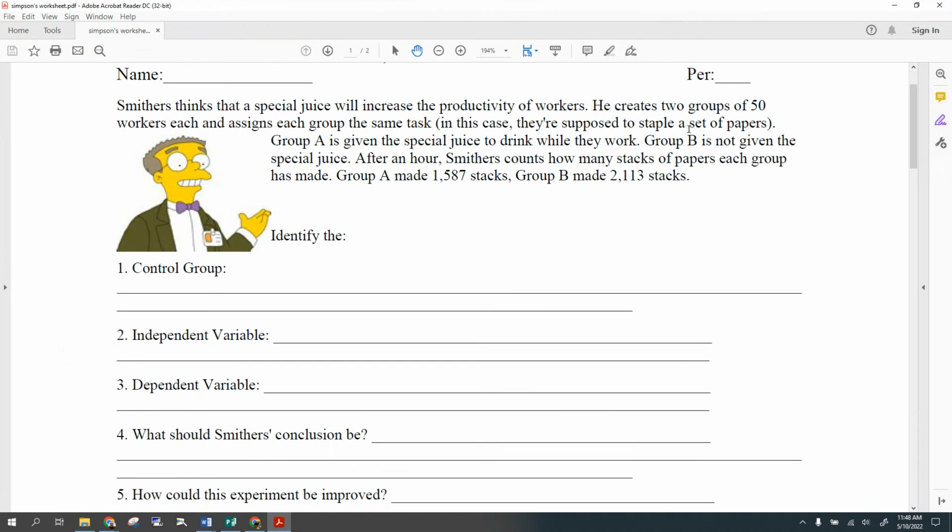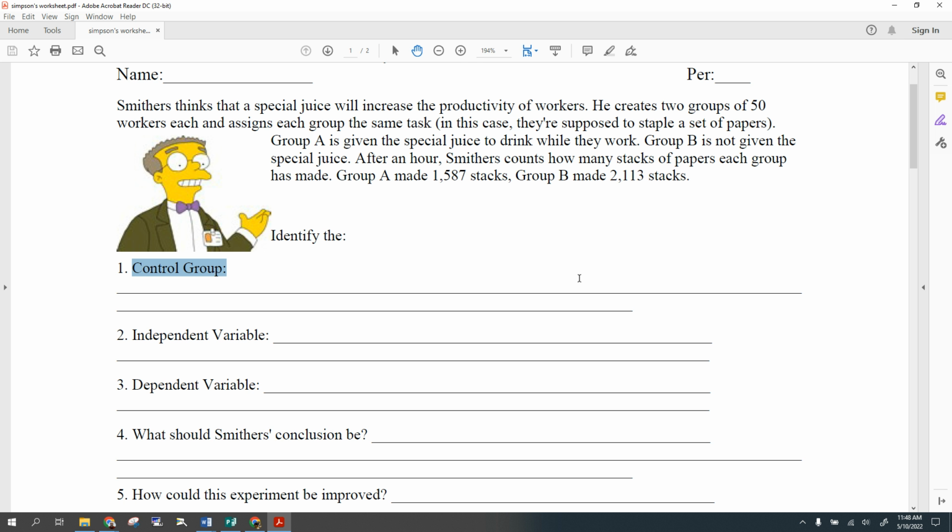Hi, everyone. We are looking at the Simpsons activity, which is looking at what the different parts of an experiment are and making sure that you guys can identify those. So, as we look at an experiment, there are two groups within an experiment. You have the control group, which is right there.